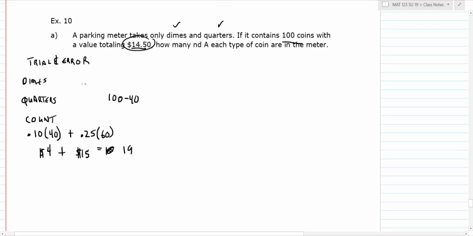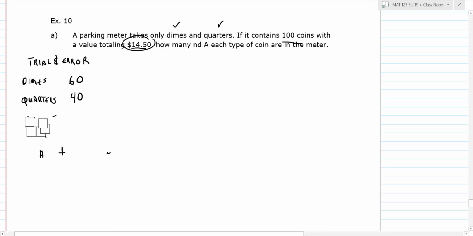Let's move this up maybe to 60 dimes and then 40 quarters, doing it backwards, and just see what happens. I'm not going to do this over and over again until I get it. I like to teach it this way because it helps you see certain connections in the problem. Again, how did I get 40? I did 100 minus 60. That'll be important when we set up the equation.